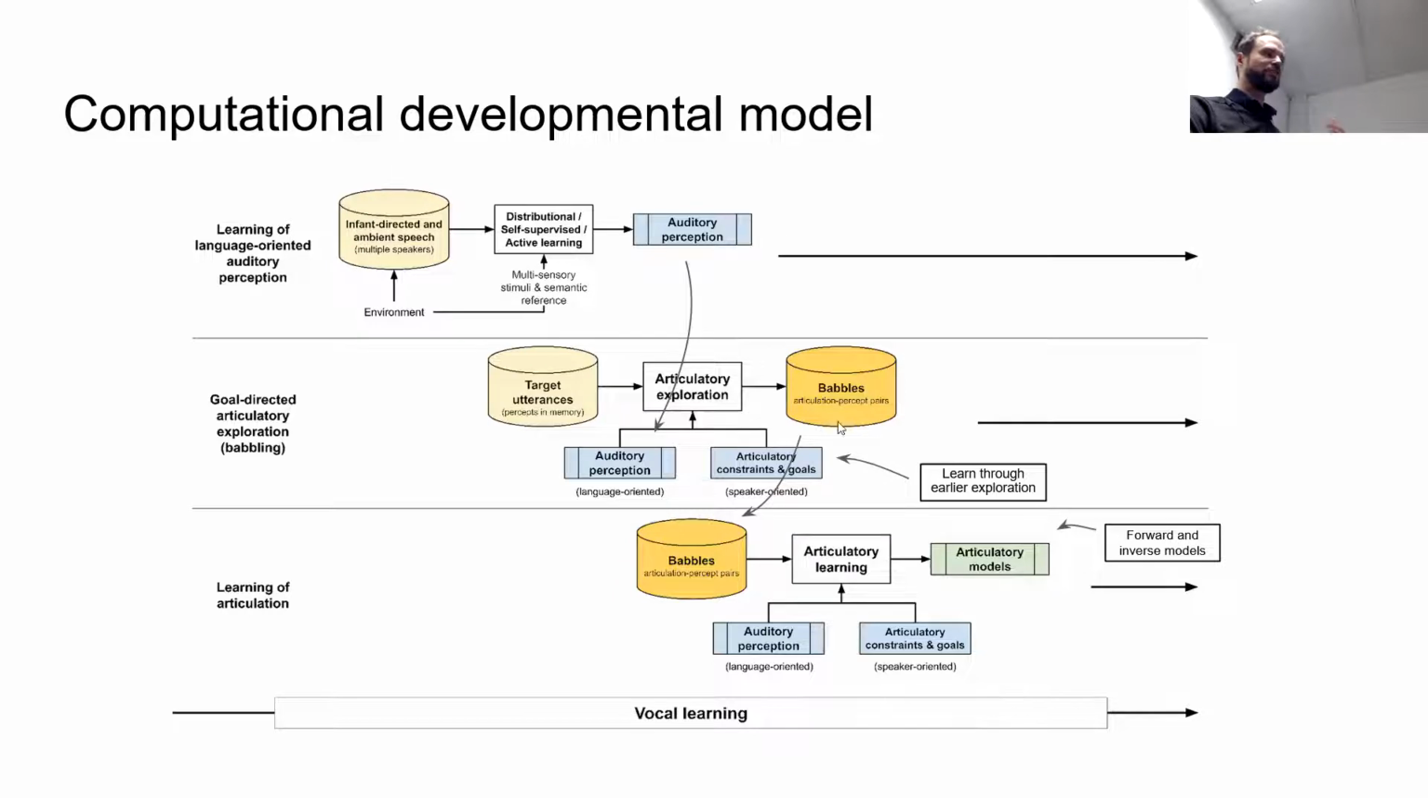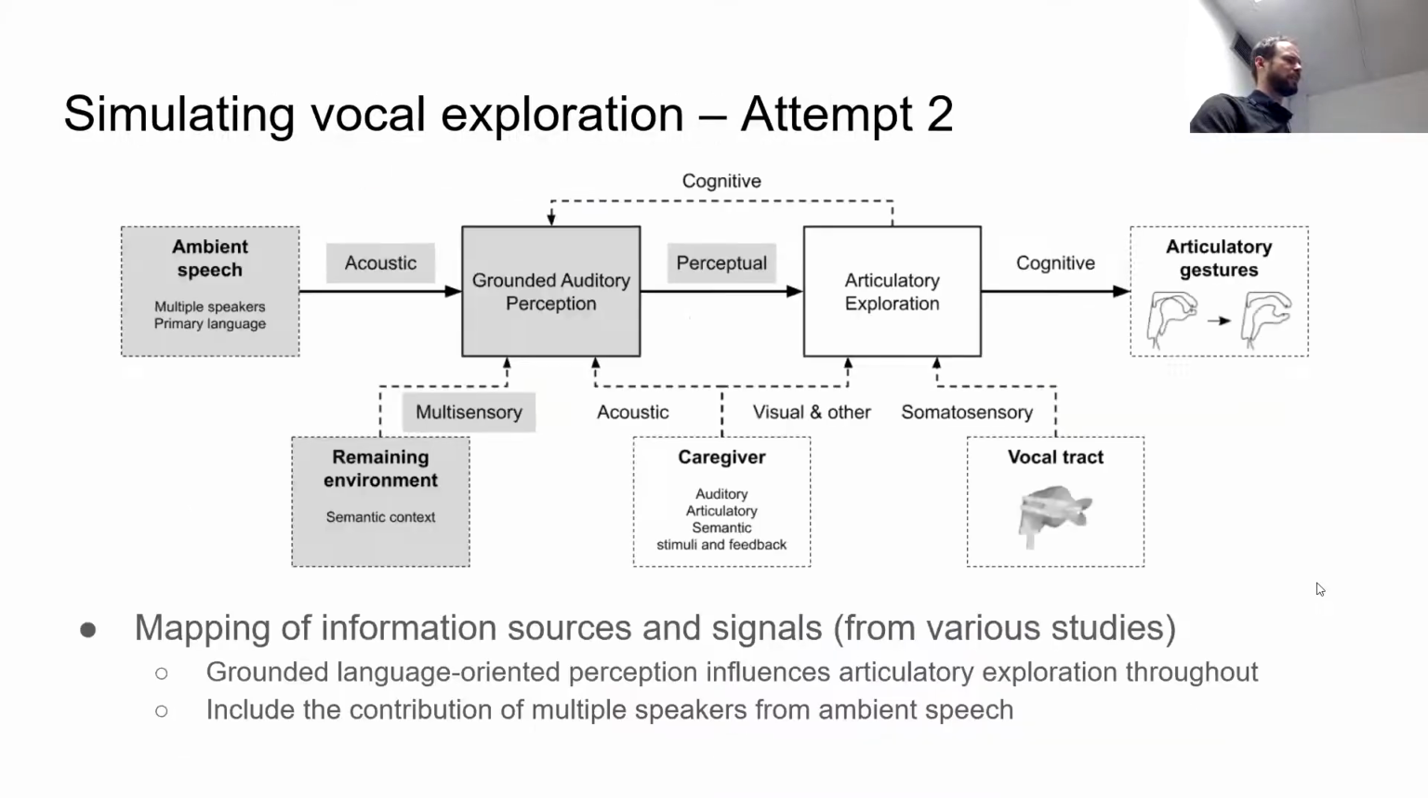This generates self-generated data, which is what the agent will need to actually learn articulatory models. So there's some kind of dependence, even though the assumption is that these do develop in parallel. There's some basic dependence there that something needs to exist before the next stage. This is our assumption here.